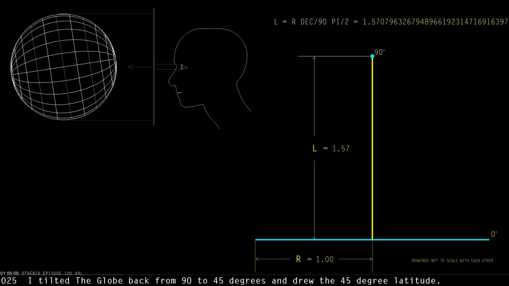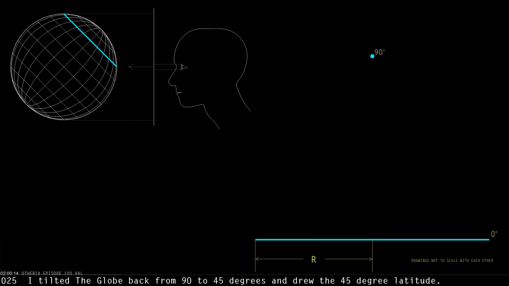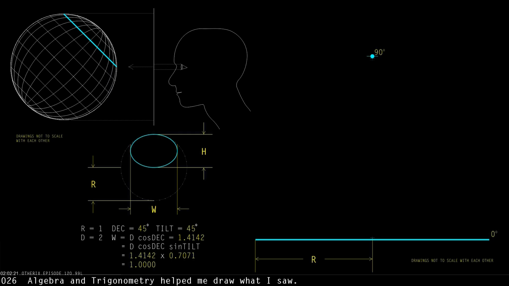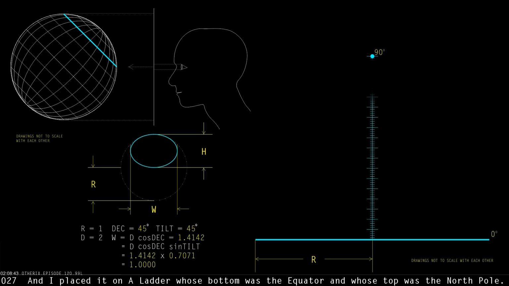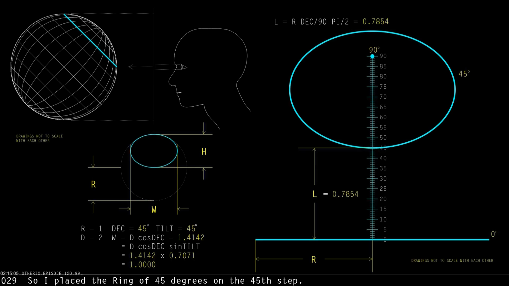I tilted the globe back from 90 to 45 degrees and drew the 45-degree latitude. Algebra and trigonometry helped me draw what I saw, and I placed it on a ladder, whose bottom was the equator and whose top was the North Pole. The ladder was 90 degrees high with 90 steps, a step at each degree. So I placed the ring of 45 degrees on the 45th step. In this way, I drew every degree, all the rest.